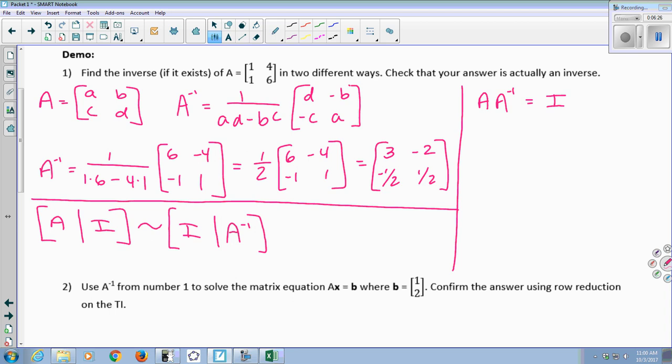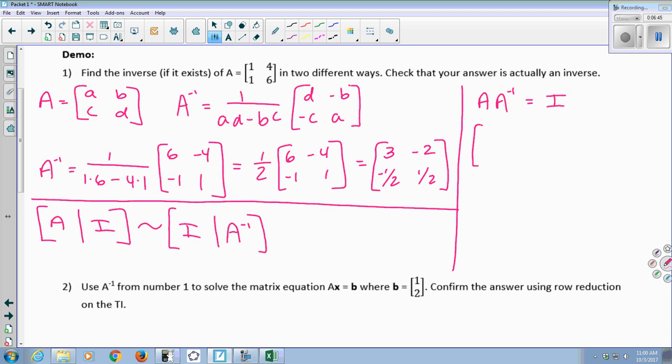So in real numbers, multiplicative inverses would be like 5 and 1/5, because 5 times 1/5 gives you the identity element of 1. So that's the same idea with matrices. I want to make sure that when I multiply them, I get the identity element.